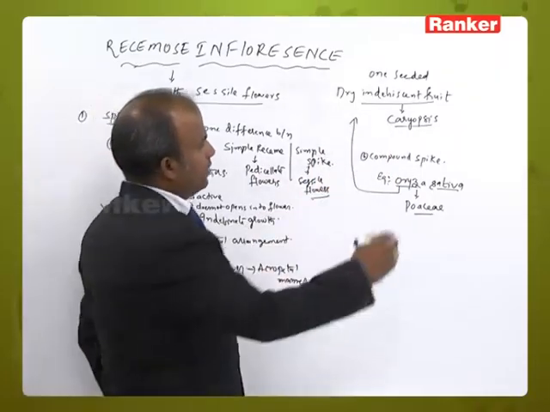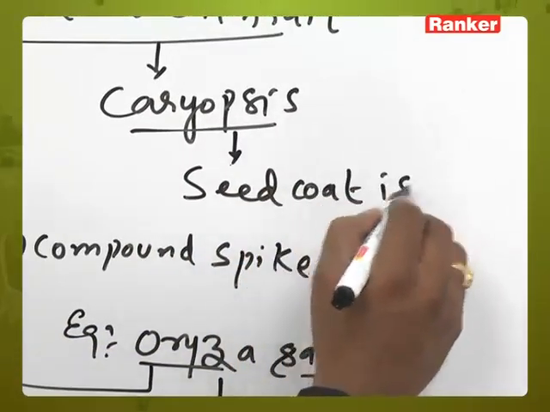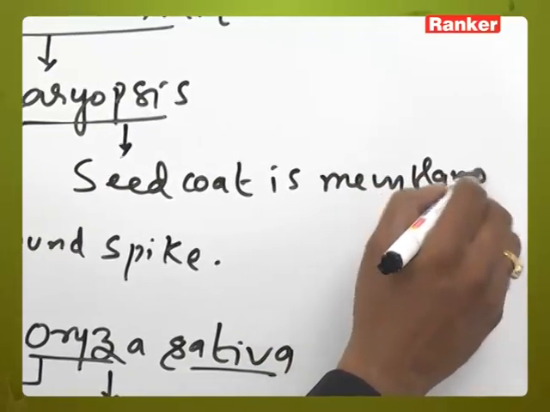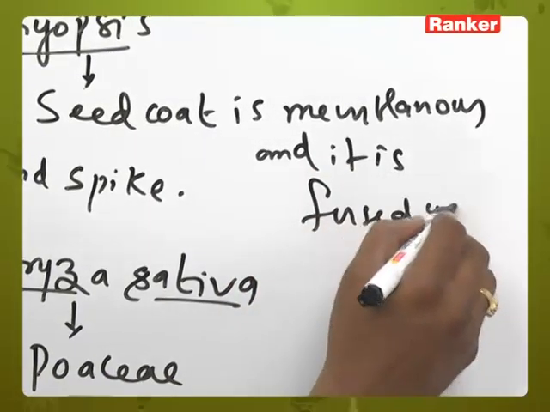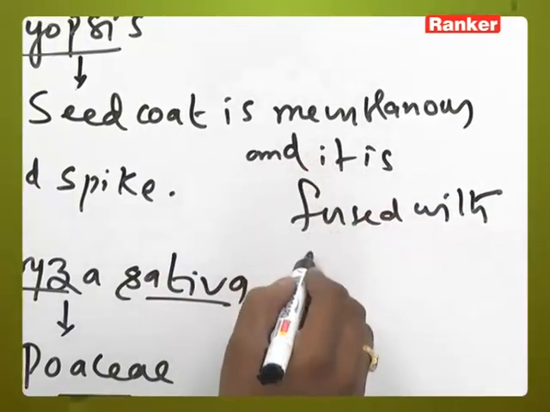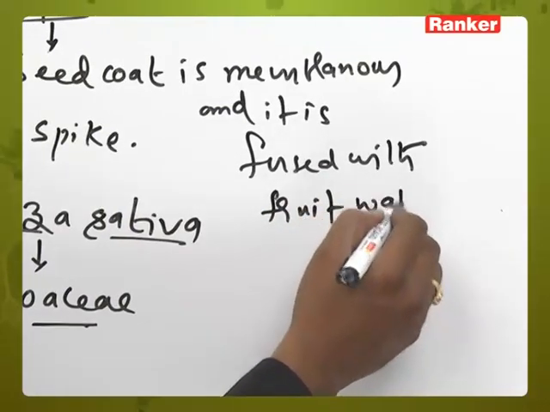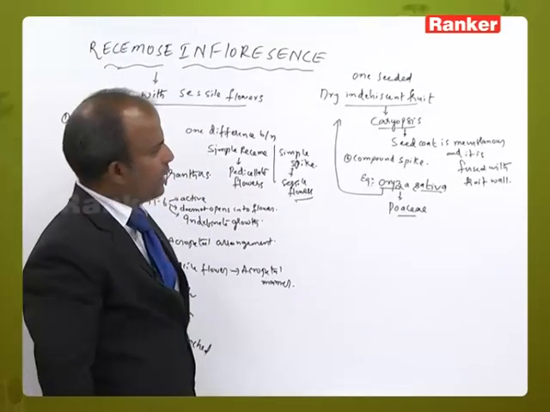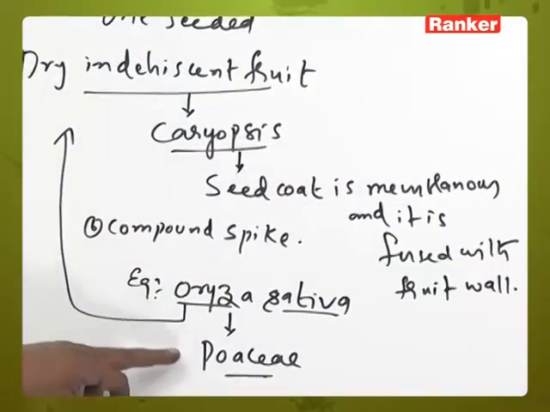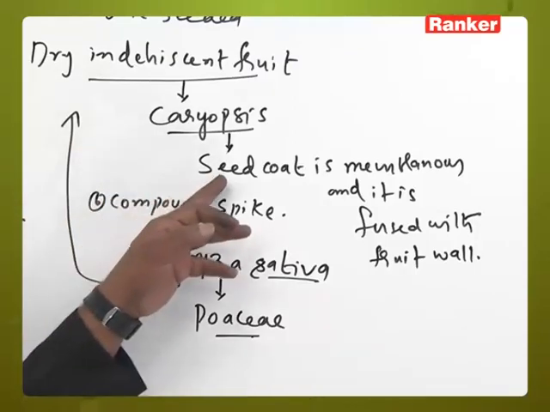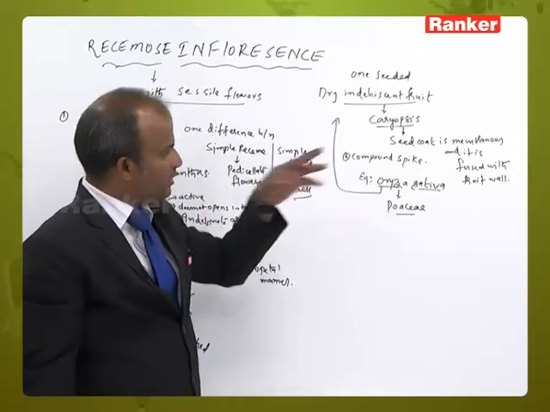In this caryopsis, the seed coat is membranous, and it is fused with the fruit wall, also called the pericarp. Oryza sativa is a one-seeded, dry indehiscent fruit, nothing but caryopsis, belonging to the family Poaceae. In this caryopsis, the seed coat is membranous and it is fused with the fruit wall.